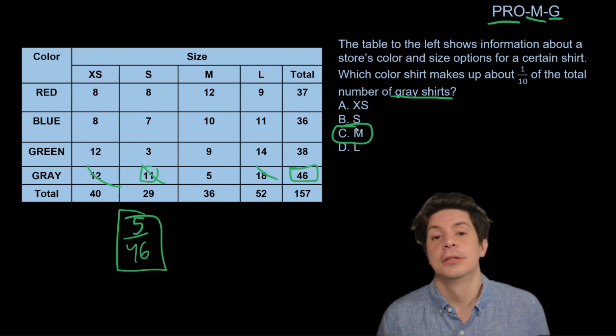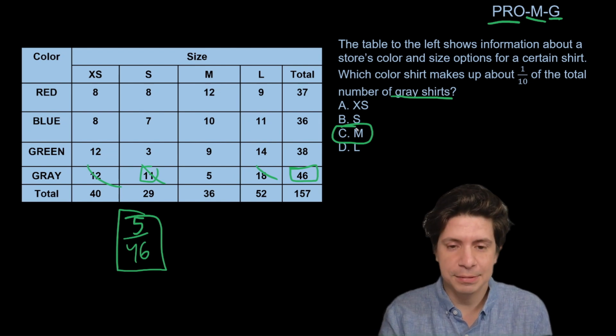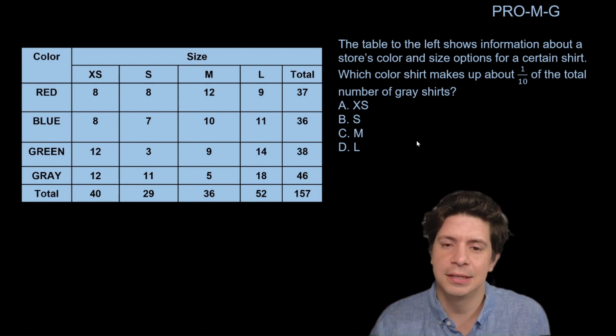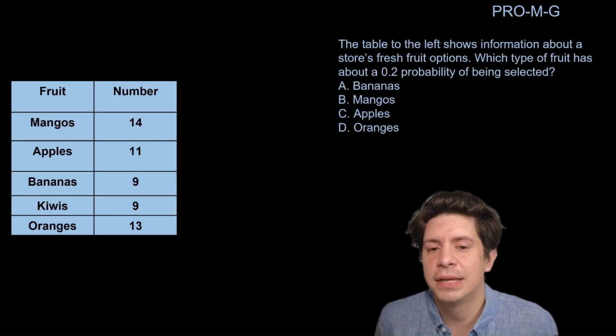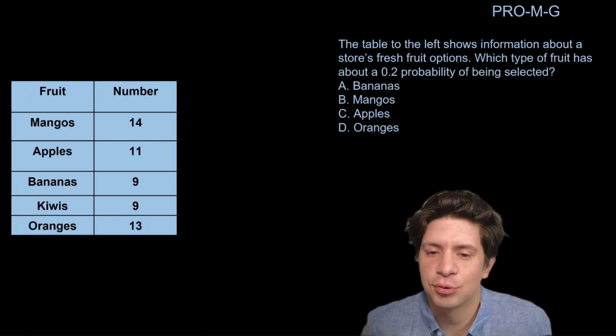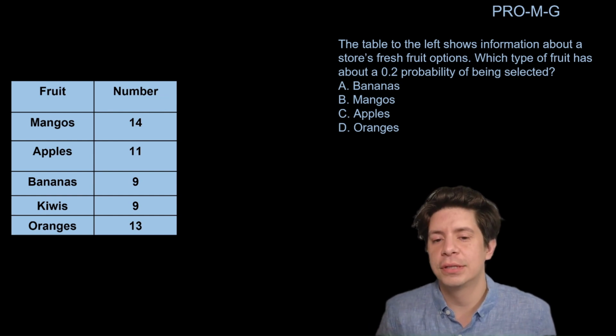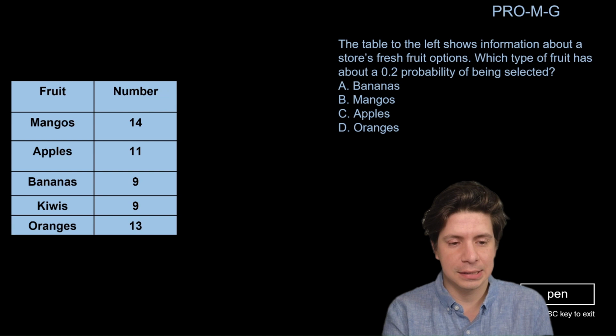Okay, so we'll do another one of these types, and then you'll see how you can answer these questions that are common on the SAT. So we have this one here. The table to the left shows information about a store's fresh fruit options. Which type of fruit has about a 0.2 probability of being selected?